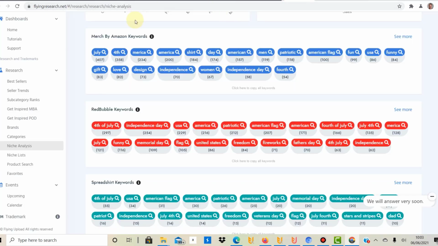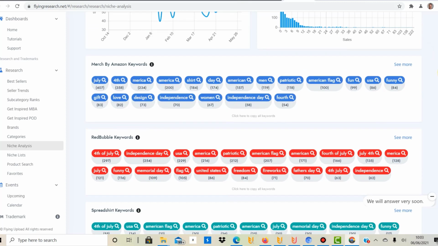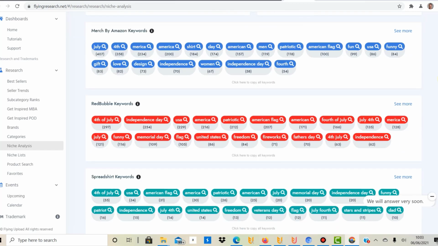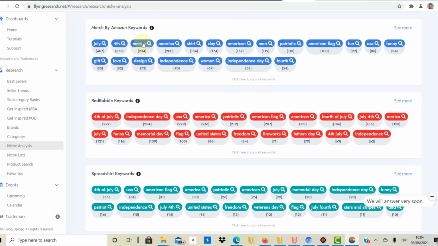Another way of doing it is on Flying Research, where they now include Merch by Amazon keywords, most searched keywords on Merch by Amazon, on Redbubble, and on Spreadshirt as well. So here, if you just type in the 4th of July, they will give you a lot of suggestions that people are actually looking for on these platforms, which will possibly also be very similar on Zazzle anyway. So by using one of these tools like the Merch Informer or Flying Research, you could easily just pick these keywords and put them into your Zazzle tags.